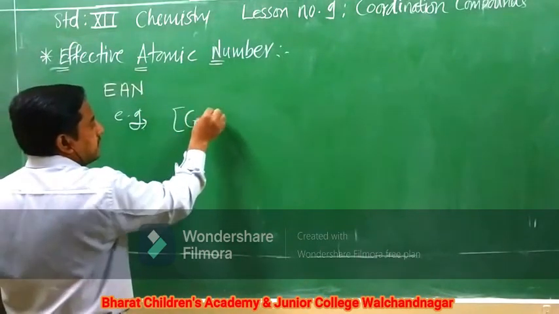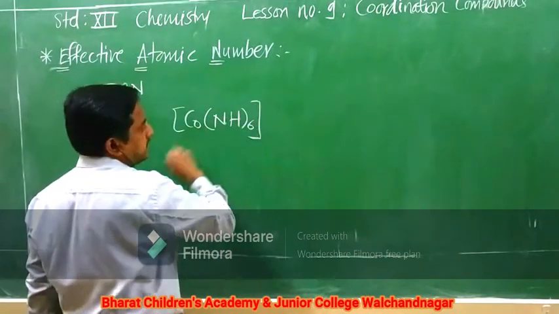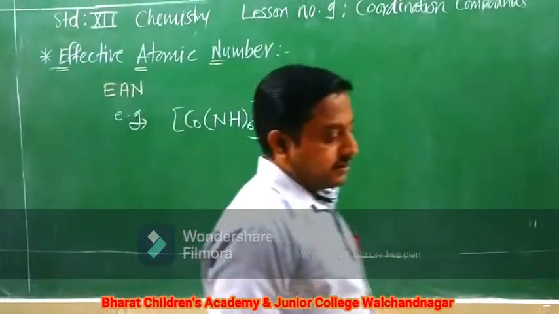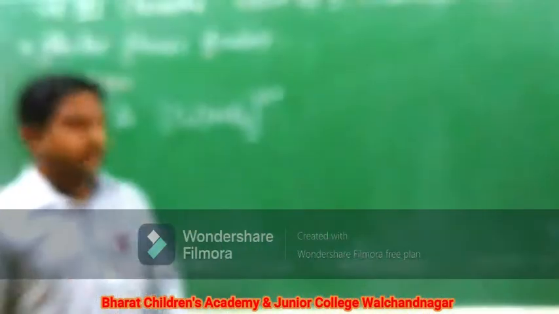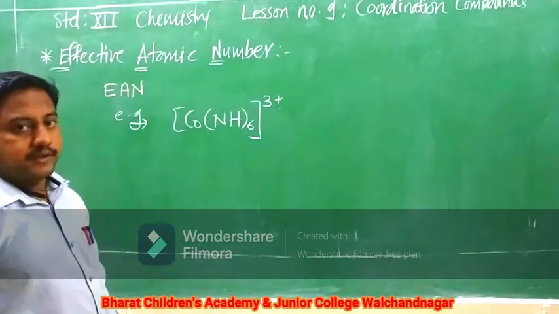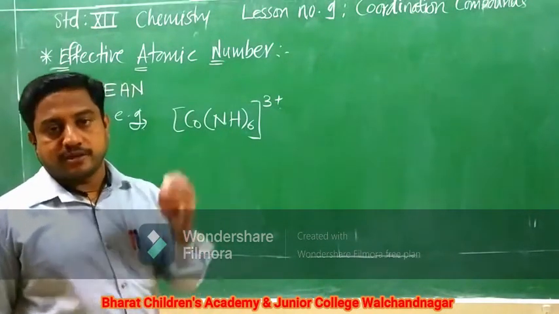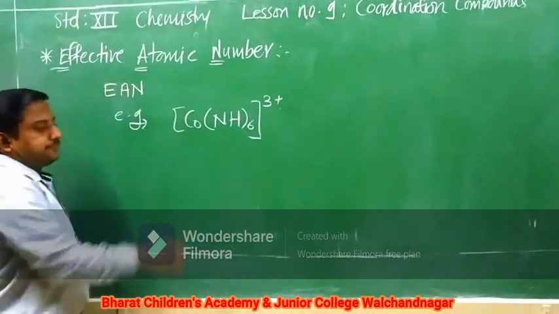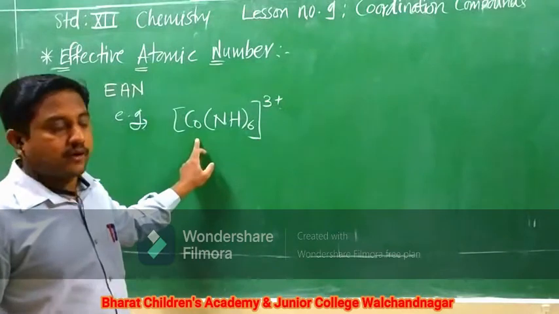This is a common example which you need to remember and you can use it again and again for different purposes. This is the example: Co(NH3)6, and the complex carries plus 3 charge. Now what is the effective atomic number of this complex? According to the Sidgwick theory, the effective atomic number of this complex must be similar to that of the atomic number of the noble gas near to this particular central metal. And you know, the noble gas which is nearest to cobalt is krypton with the atomic number 36.